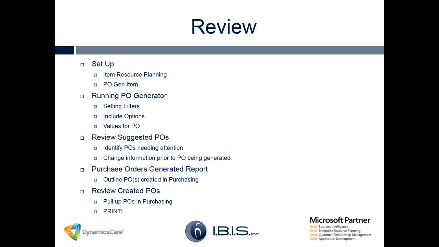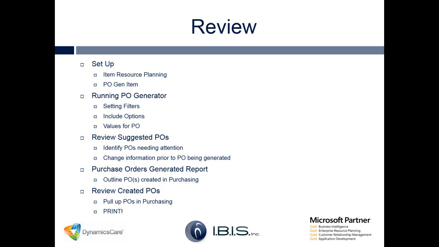We've gone through the running of the PO generator. First off, setting the filters. Maybe we want to do one specific item. Maybe we want to do a specific site. Maybe we want to do a specific vendor. We've included the options. Do we want to include back orders? We have made any changes or the values for the PO. We've set the date, we've set the buyer, we've set the promise date, we've set the promised ship date.